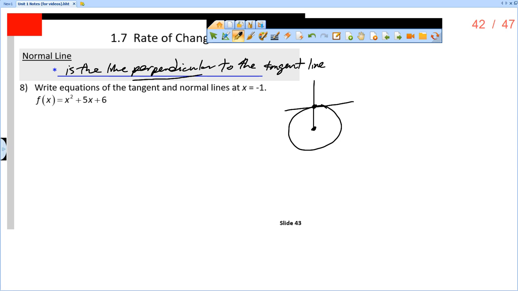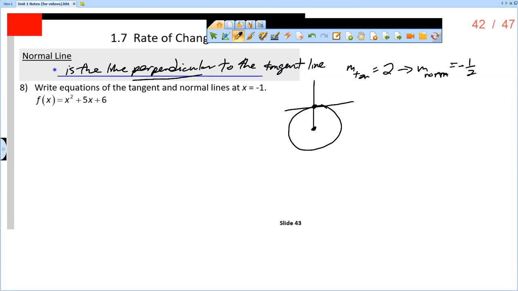Tangent and normal have slopes that are opposite reciprocals, right? So if the slope of the tangent line is 2, then the slope of the normal line, and I tend to write it like this, m tan and m norm, would be -1/2. All right. So write equations of the tangent and normal lines at x equals -1.